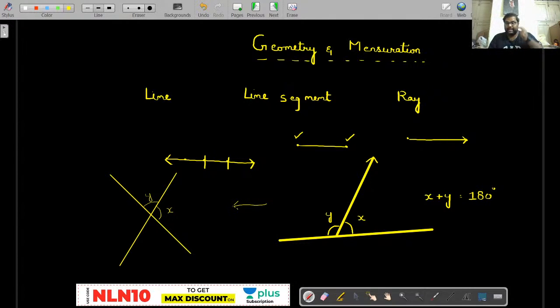Now observe here, the second point that you have to learn is, when two line segments intersect each other, vertically opposite angles will be equal. Now observe here, if this is y, the vertically opposite angle to y will also be y. Now see here, this will be x.